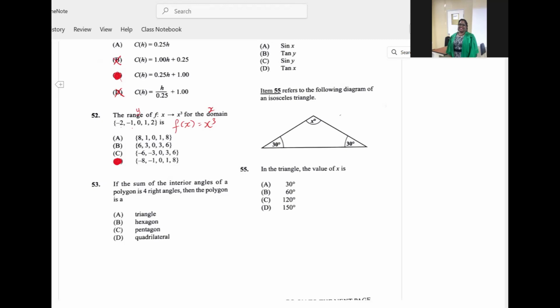If the sum of the interior angles of a polygon is 4 right angles, then the polygon is a quadrilateral. 4 right angles is 90 degrees by 4, that's 360. So if the sum of the interior angles in a polygon is 360, then you're dealing with a quadrilateral.